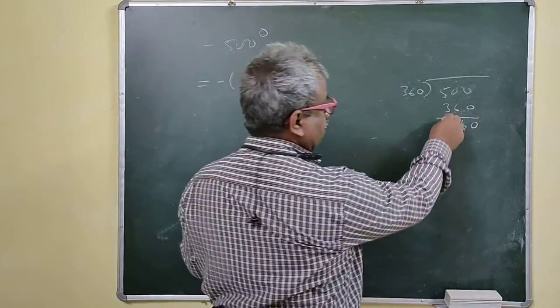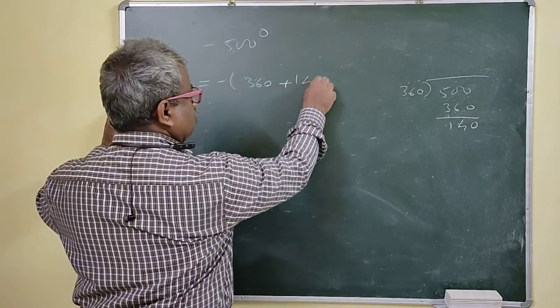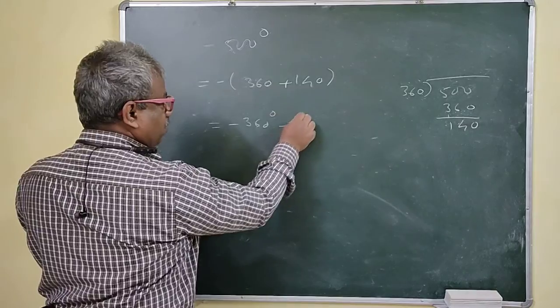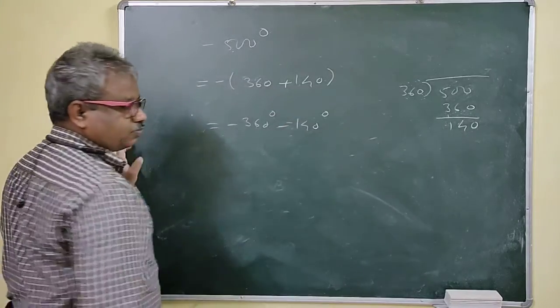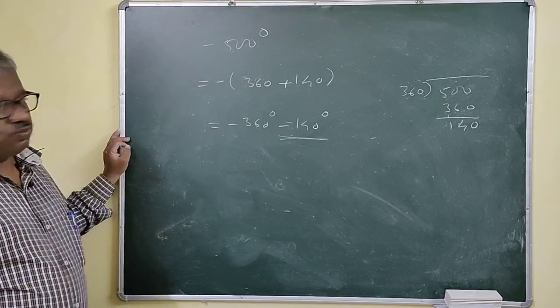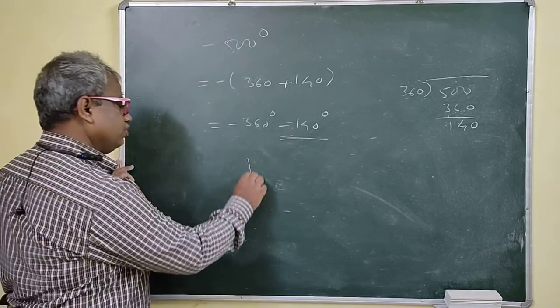Right? So 1 is here, then 140. So plus 140. So this is then minus 360 degree minus 140 degree. So your concentration is on minus 140 degree. Right? So we draw this in.